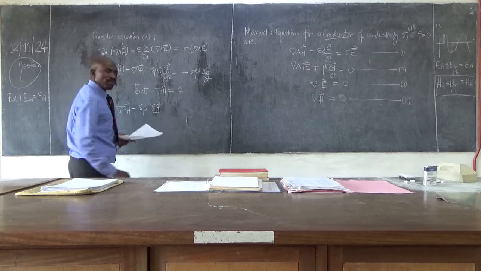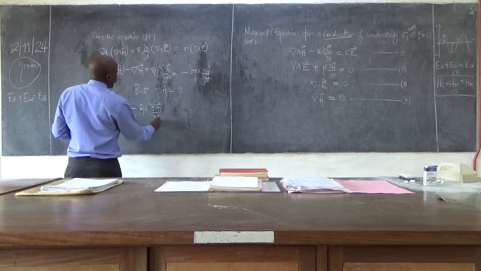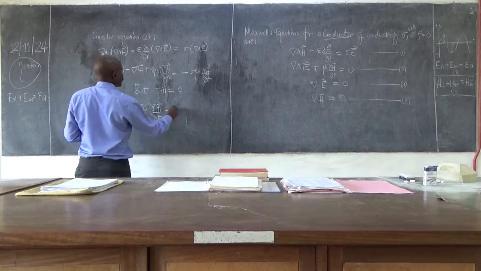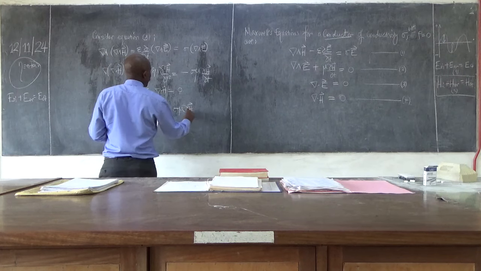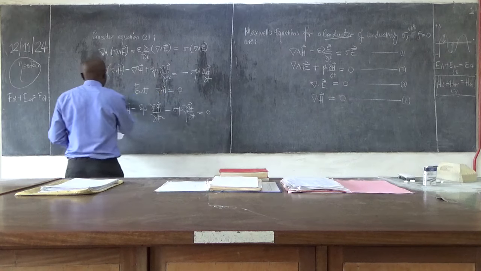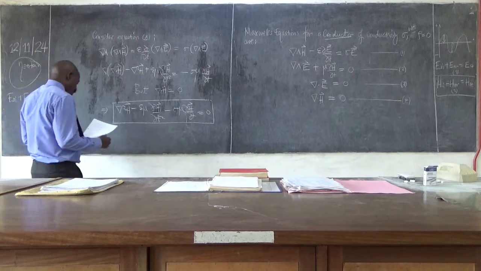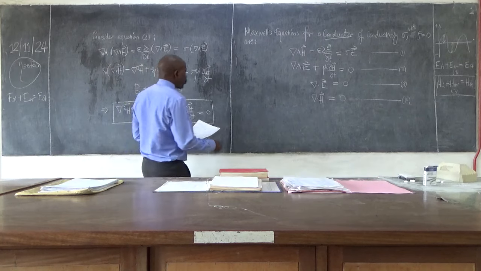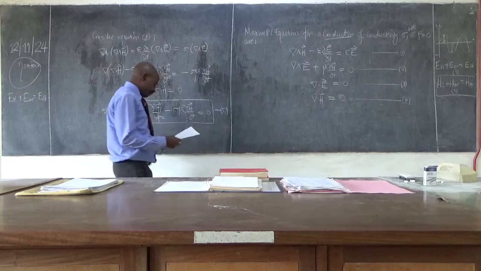I had made the course simple, so let me complicate it a bit. ∂²E/∂t² minus σμ ∂H/∂t equal to 0. This is when you are having conduction. So we had equations 1, 2, 3, 4. This is our fifth equation.